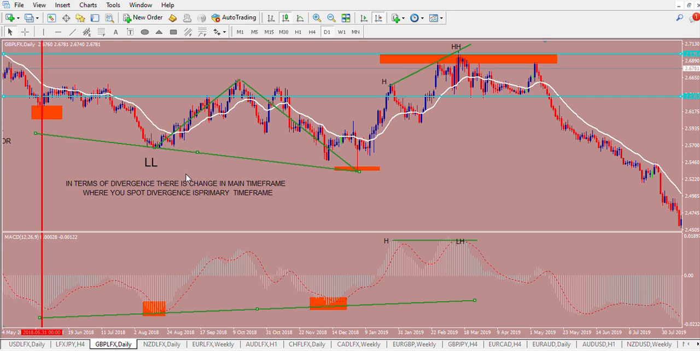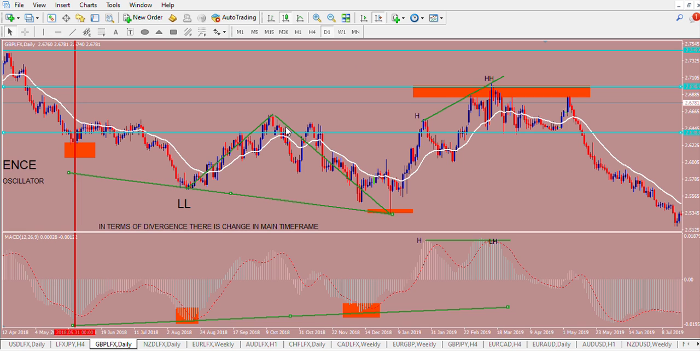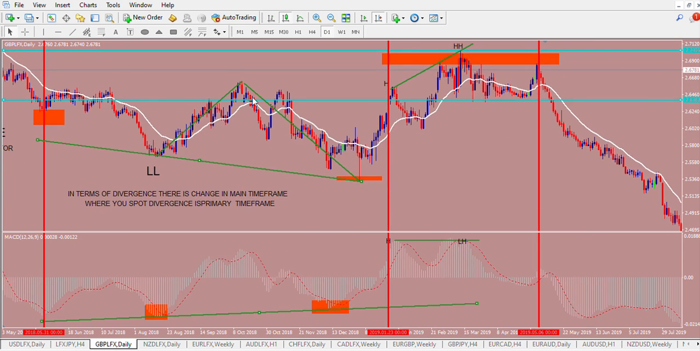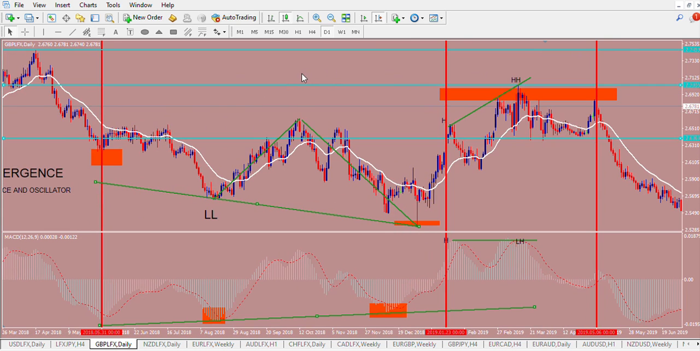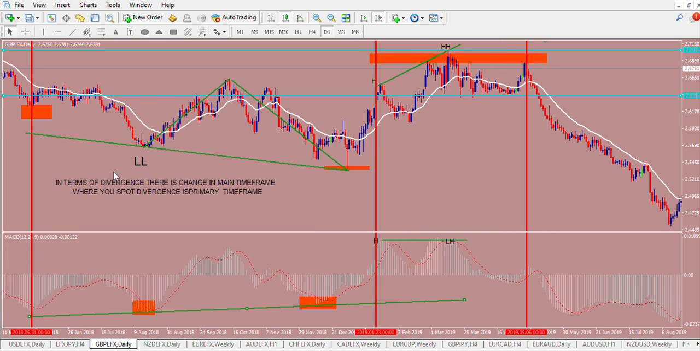Now, where you spot your divergence is the primary time frame. So you have to spot your divergence first of all. That is your primary time frame. In this case, we are going to make use of this scenario. We want to know why this one did not work out and why this one worked out. You get? Good. Since where we spot the divergence is the primary time frame, daily is our primary time frame. Now, switch over to the main time frame of your primary time frame. That is where you want to see your confirmation from.